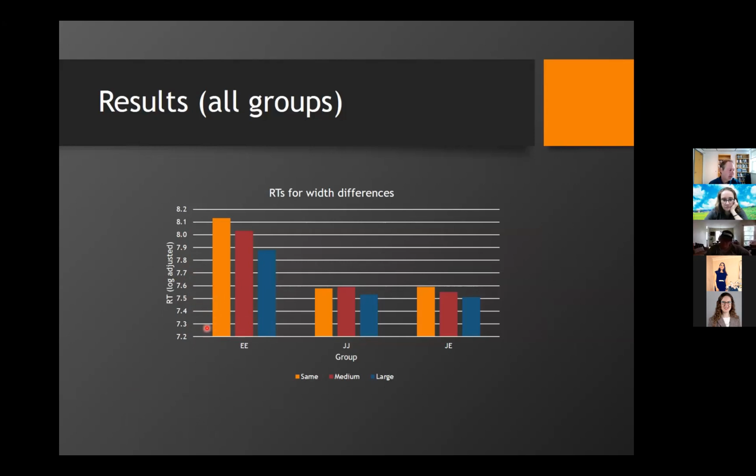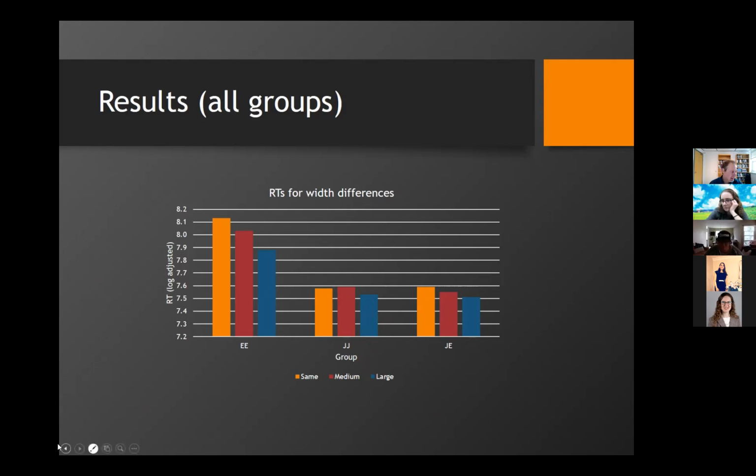So the pattern for the English speakers is quite as expected. It took them longer to respond to the ones with the same width, less time for medium, and then less time still for the large difference. The Japanese group here, they don't really have that same pattern, but the Japanese English group does seem to have that same pattern, even though it's not as pronounced as it is for the native speakers of English. They do tend to follow the same pattern of taking longer for the same-width room and less time for the medium and then the large room differences.